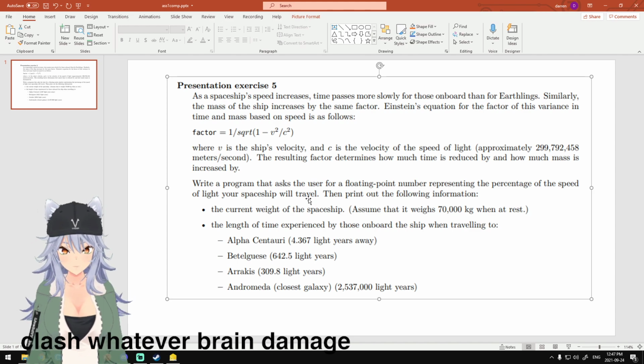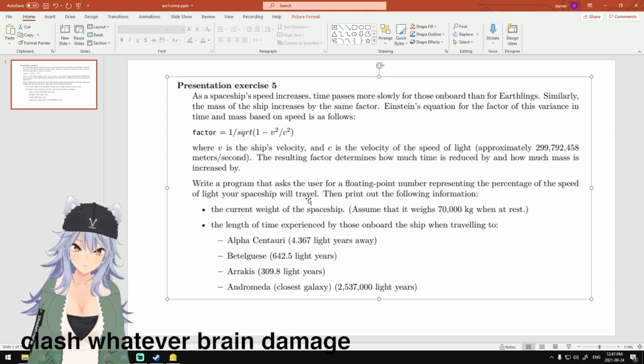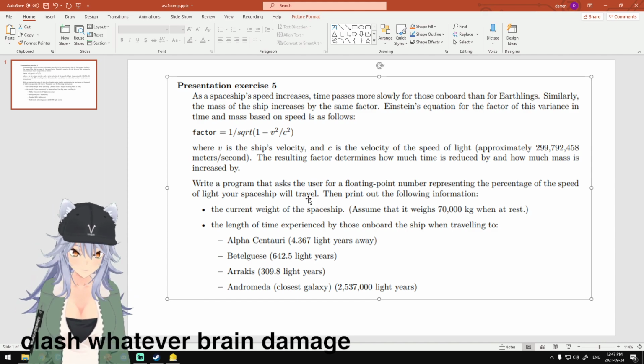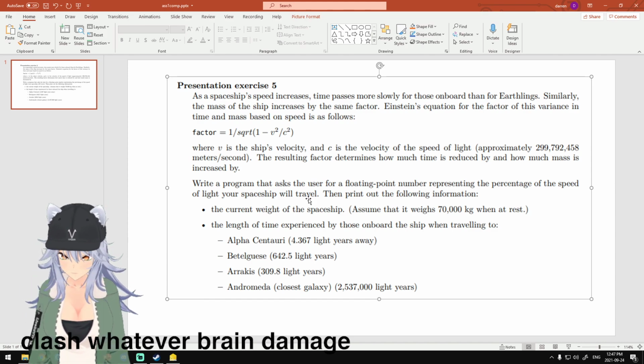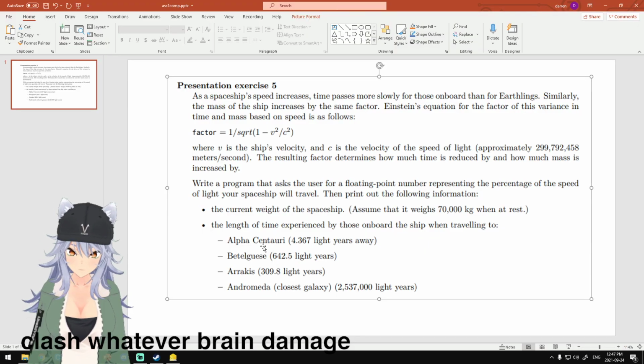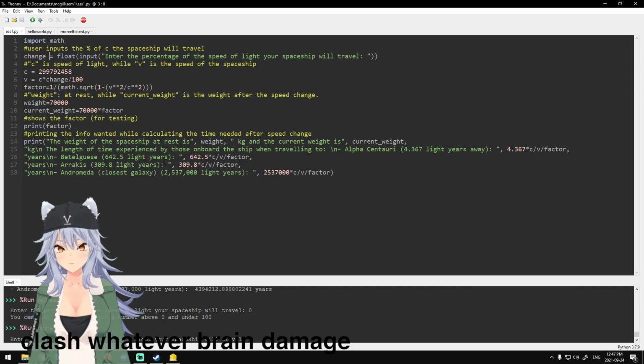And then it will also show the length of time experienced by those on board the ship, because the astronauts will perceive time differently than those observing from Earth, to various different points in the universe, like Alpha Centauri, Beta Taurus, etc.